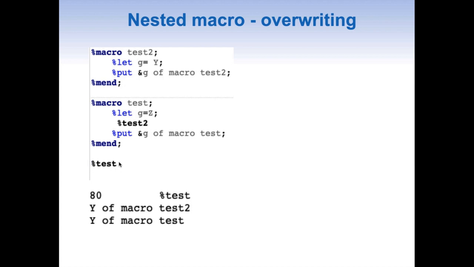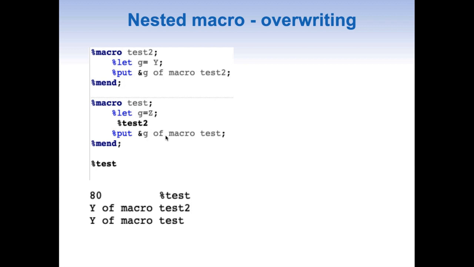And when I execute this percent test, what will happen is first this macro variable g, which belongs to test, will get created, and then this percent test2 gets executed, and this test2 has another macro variable g which has a value of y. And what this test2 macro variable will do, as it is nested, is overwrite the macro variable at the level above, which has the value of z.